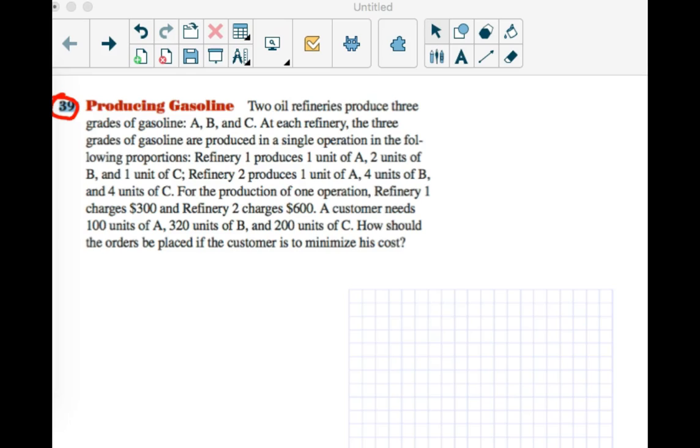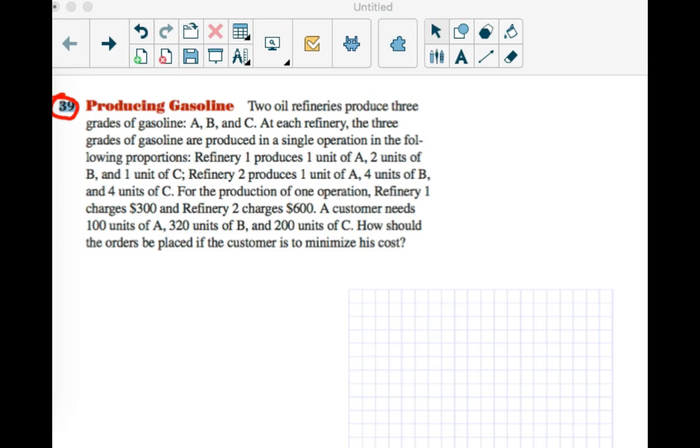And they're going to produce A, B, and C grades of gasoline. At each refinery, the 3 grades of gasoline are produced in a single operation in the following proportions. Refinery 1 produces 1 unit of A, 2 units of B, and 1 unit of C. Refinery 2 produces 1 unit of A, 4 units of B, and 4 units of C. For the production of one operation, Refinery 1 charges $300 and Refinery 2 charges $600.